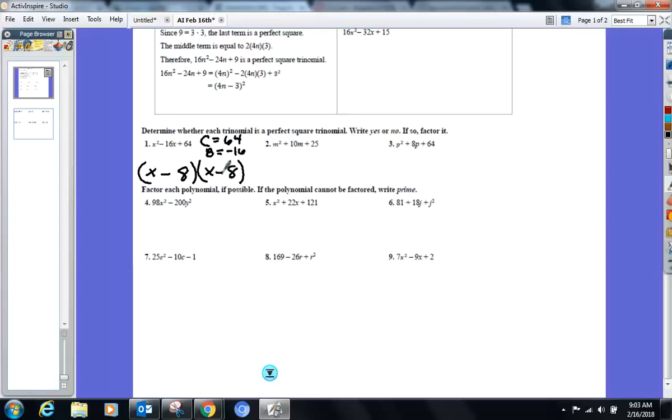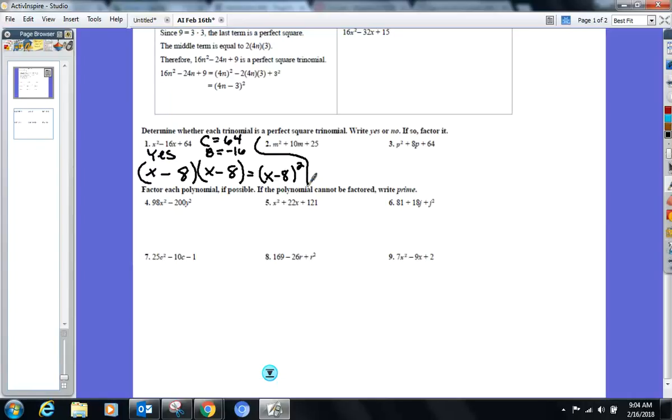Perfect square trinomial. We've talked about this. How can I rewrite this? X minus 8 all squared. So my answer to this one would have been yes, it is a perfect square trinomial because I came out with the same binomials, which is x minus 8 all squared. So yes, it is a perfect square trinomial. All right. Again, sorry for the lack of room here.